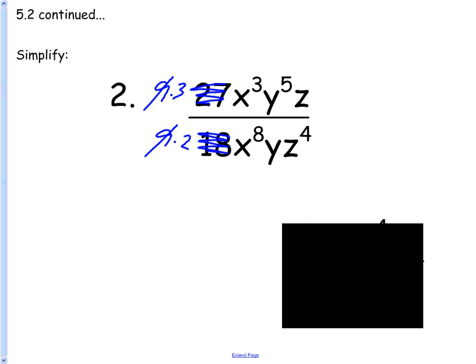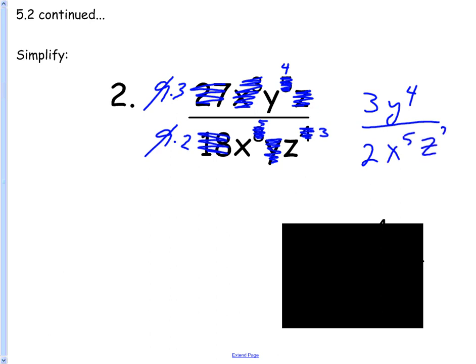I got 3/2 left. And here I got x to the 3 and x to the 8. And I can cancel off 3 of those x's so that I don't have any left up here anymore. And I had 8 of them, but if 3 of them cancel off, I'll only have 5 of them left. And of the y's, I can cancel off this y with one of these y's. So there was y to the 5, now it's y to the 4. And this z can cancel off one of these z's and makes it to the 3rd. Final answer, 3y to the 4th over 2x to the 5th, z to the 3rd.